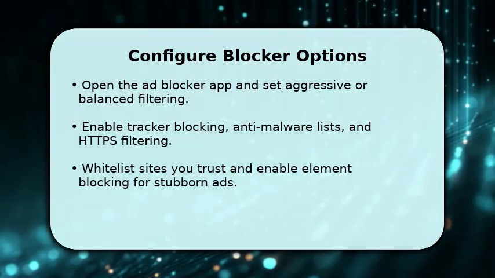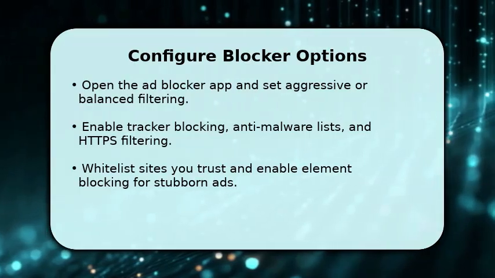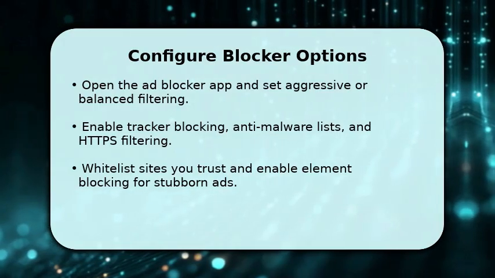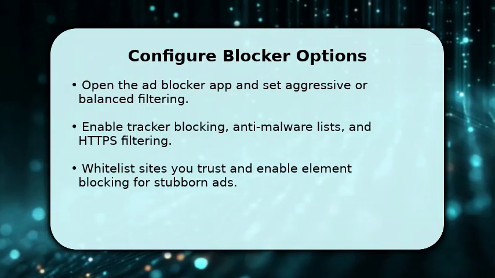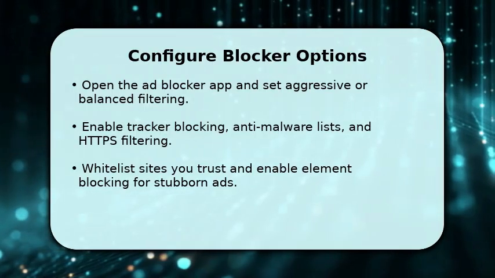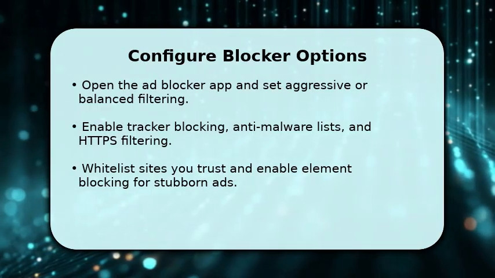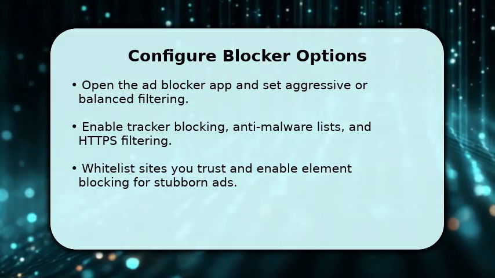Next, configure the blocker's options to match your needs. Open the blocker app and choose a filter profile. Aggressive blocks more ads but can break site layout. Balanced is safer. Enable tracker and malware lists and turn on HTTPS filtering if the app offers it so encrypted ads are handled. Use element or cosmetic blocking to remove persistent banners.